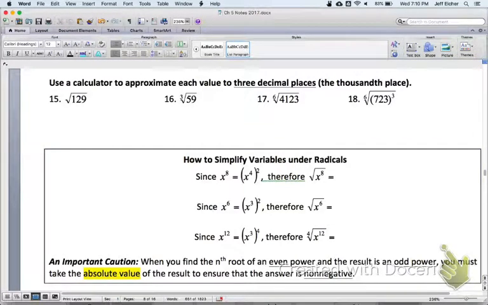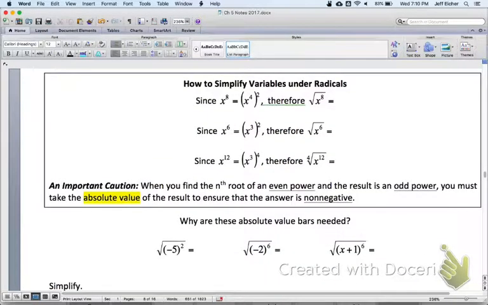The last part of the video, the main part of the video, the main part of your homework, will be simplifying radicals, simplifying variables under radicals. So to explain this, since x to the 8th is the same as x to the 4th squared, those are equivalent, we would say the square root of x to the 8th is x to the 4th.